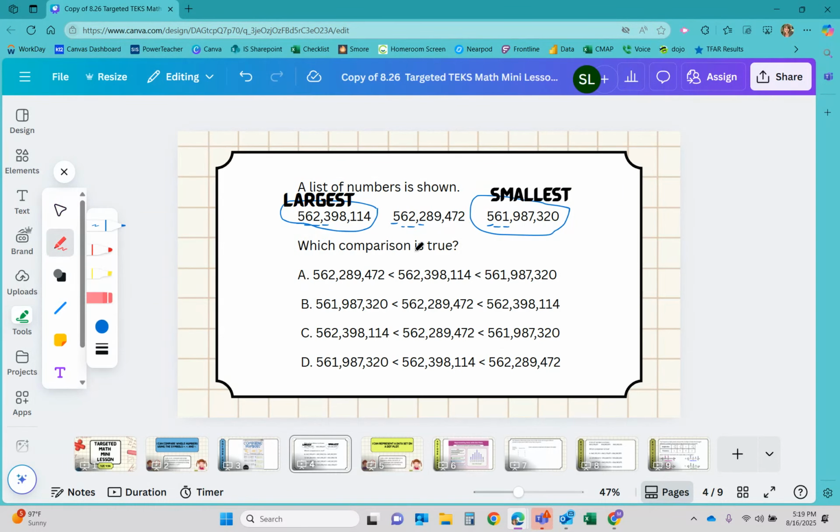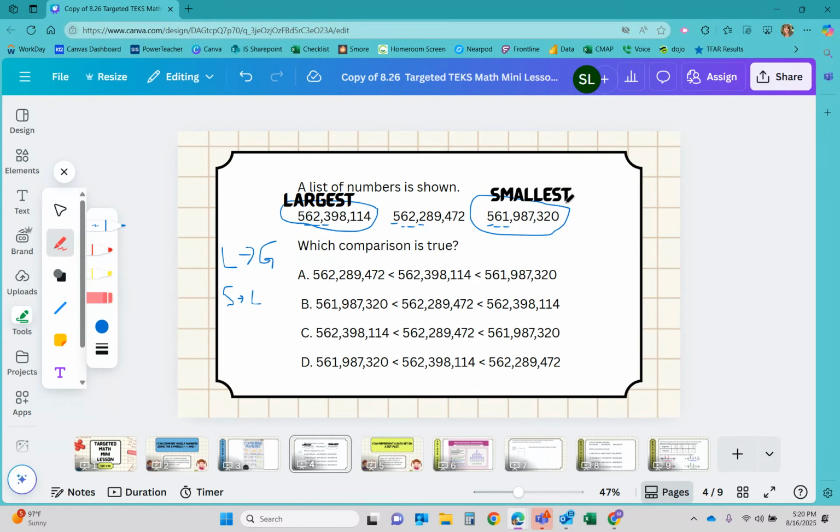Alright, so now we need to look at our answer choices. We see our symbols, and I am noticing that these are all going in the same direction, and I would read that as left to right, less than, less than, less than. So if these numbers over here are less than this number, we are going from least to greatest, or we could say smallest to largest. Okay, least to greatest or smallest to largest.